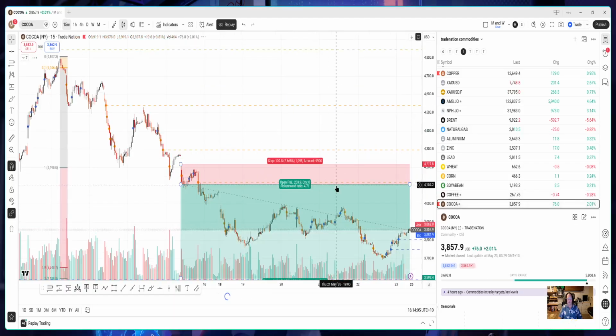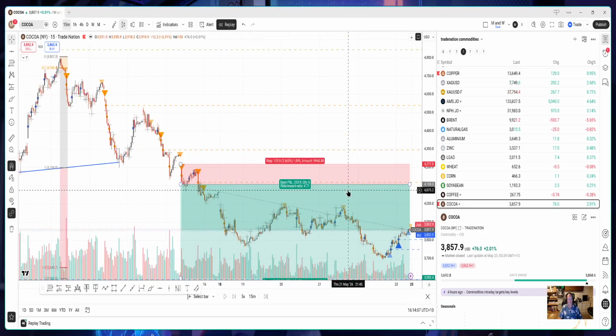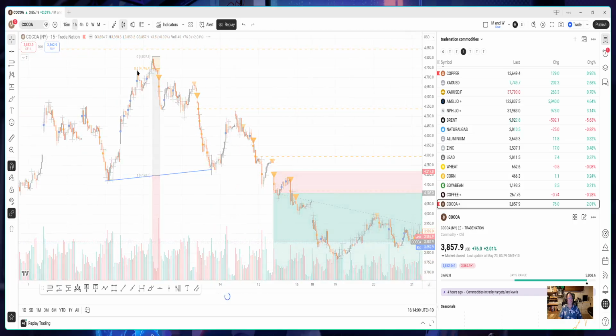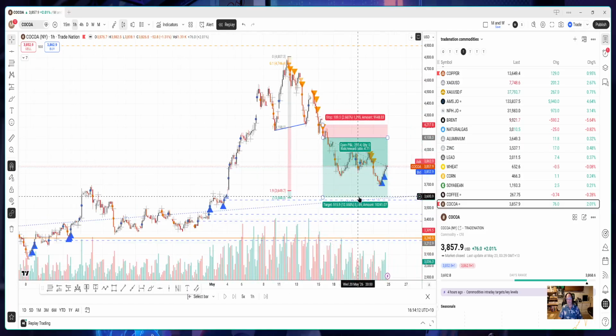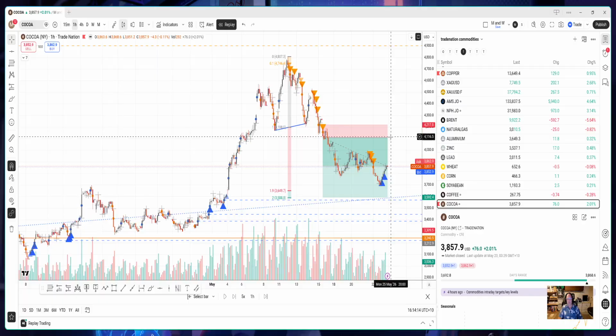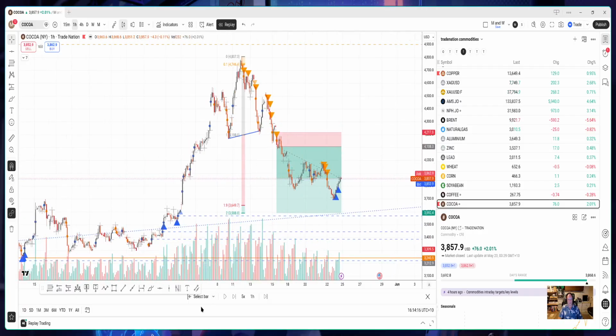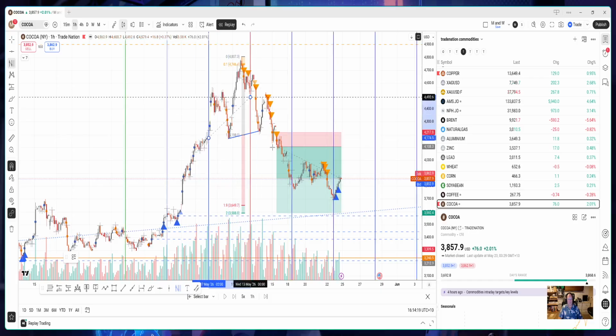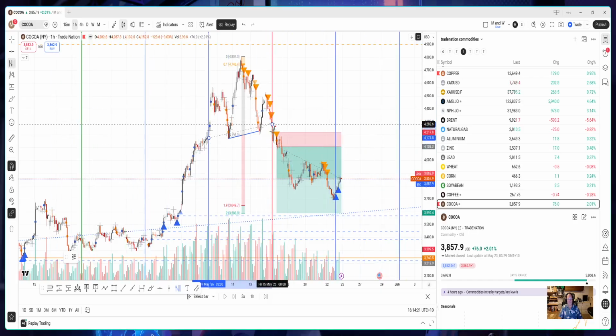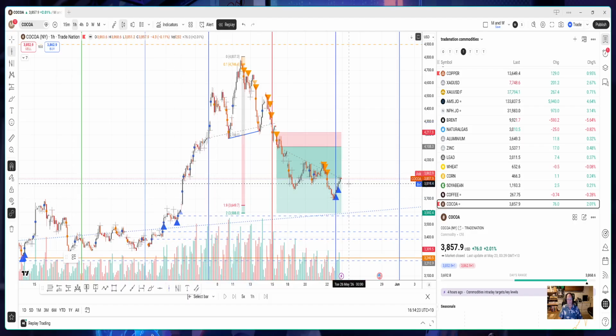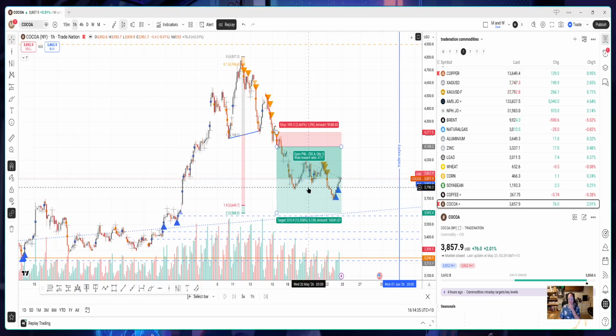Okay, Coco. This is real Coco. Oh, it's a 15-minute. 1 hour. Is it ever going to make it to the end? Where's the trade expiry? So trade expiry is up here. Trade expiry. Will it make it to the bottom? Probably.